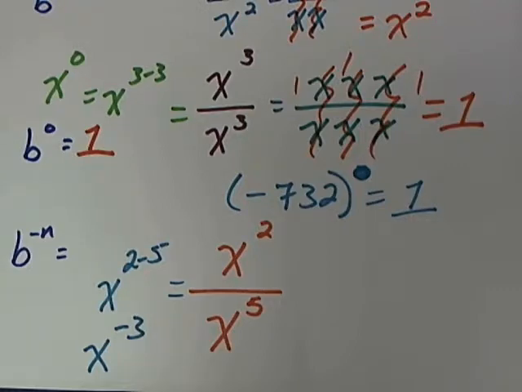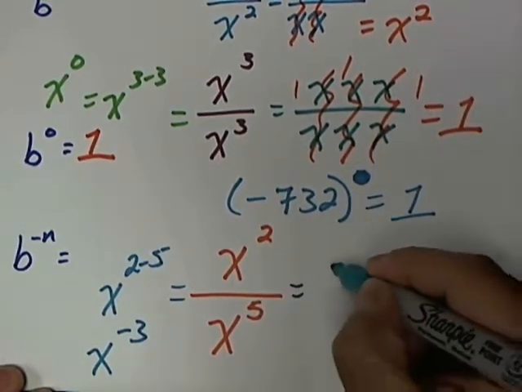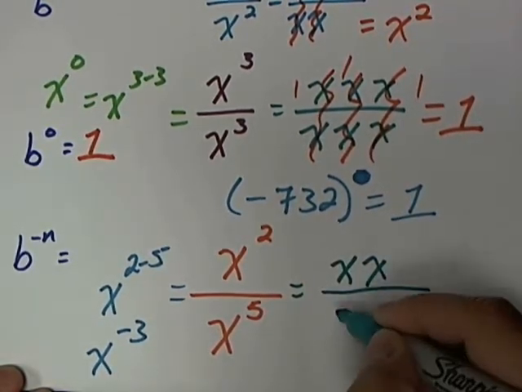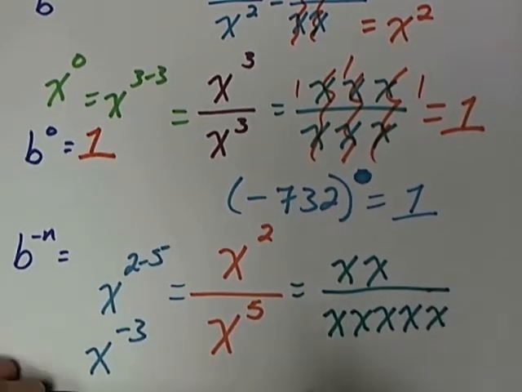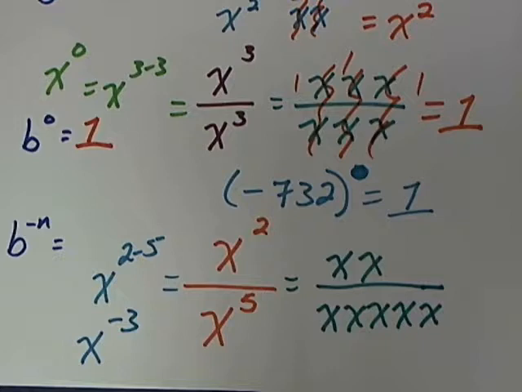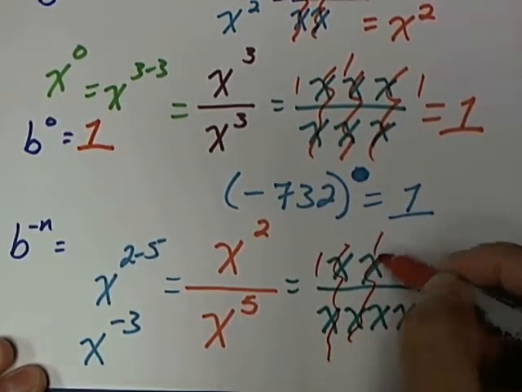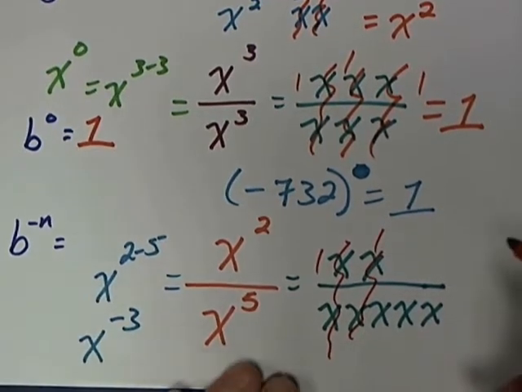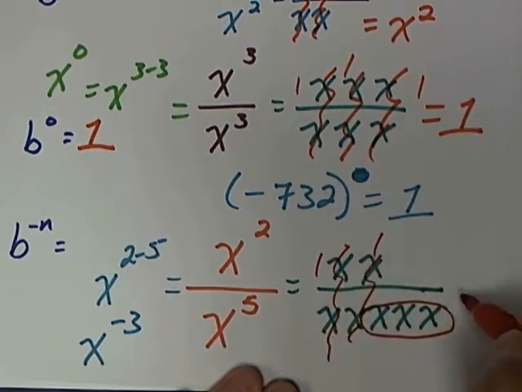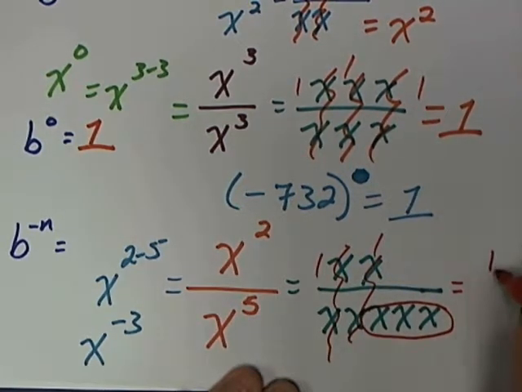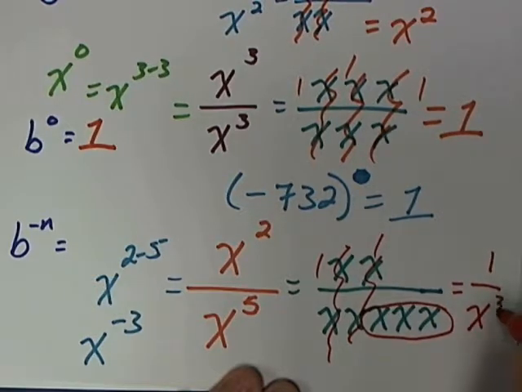Okay, let's do it the other way instead. x squared is x times x, and x to the 5th is 1, 2, 3, 4, 5. And then we can have fun with canceling. I ran out of things to cancel. And I have x's left over, but they're down here. On top, I have a 1, and on the bottom, x times x times x would be x cubed.